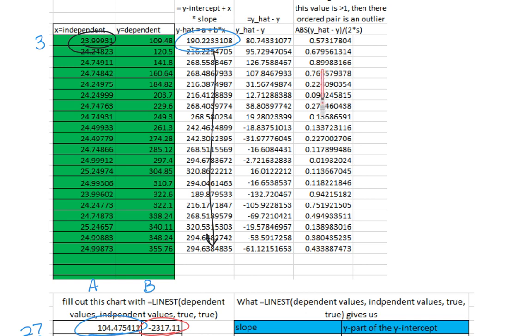Now I said, hey, you can just look at it, but this is truly going to check for outliers. So what we do is we take the absolute value of this number. Some of these numbers are negative, so I'm going to take the absolute value. I'm going to do a cell that is equals, I'm going to type in ABS, and I'm going to do a parentheses. I'm going to grab this cell, which is right here. This is the difference. This is A, this is B, this is C, this is D.